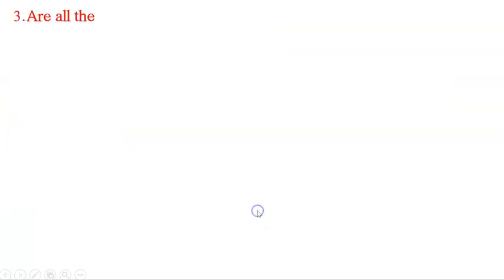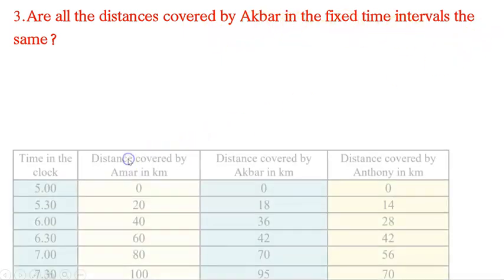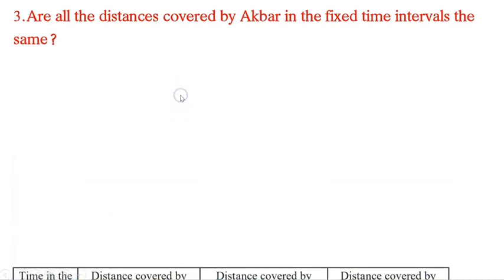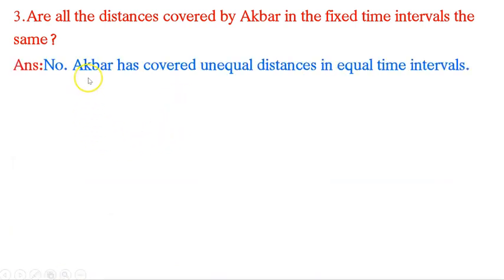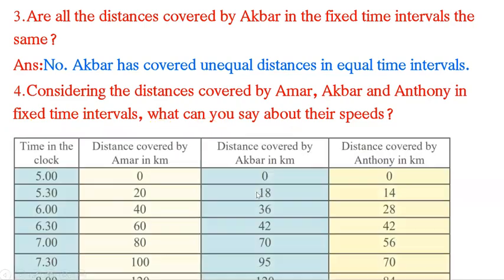Okay. Now the next. Are all the distances covered by Akbar in the fixed time interval the same? Okay. The answer is no. Akbar has covered unequal distances in equal time intervals. Okay. Next, considering the distances covered by Amar, Akbar and Anthony in fixed time intervals, what can you say about their speed?